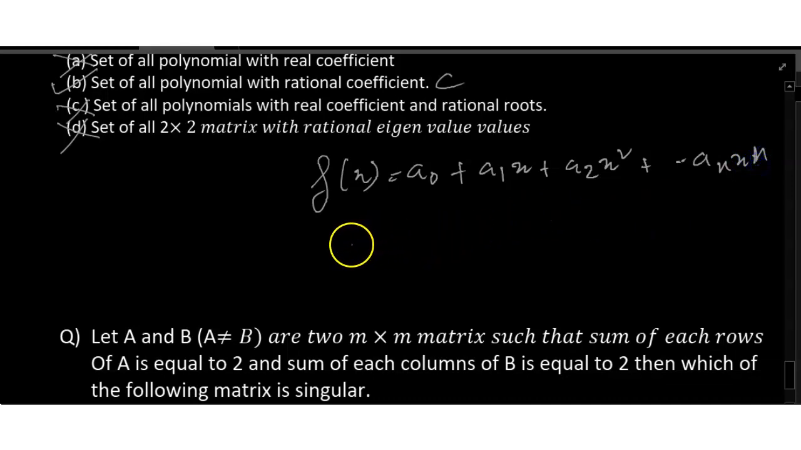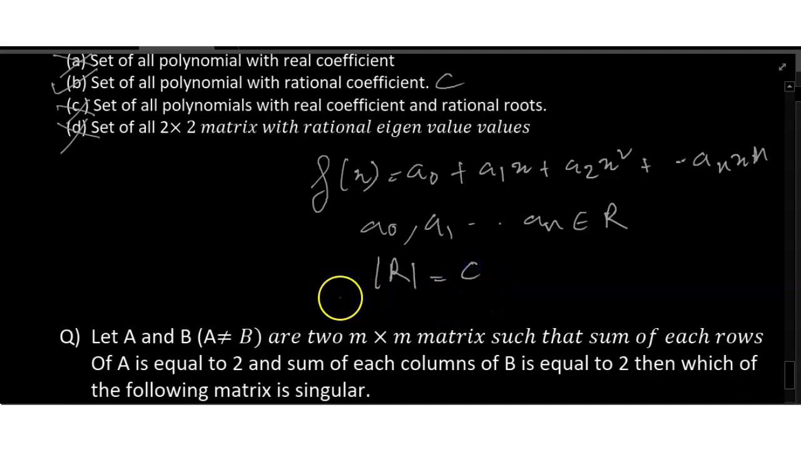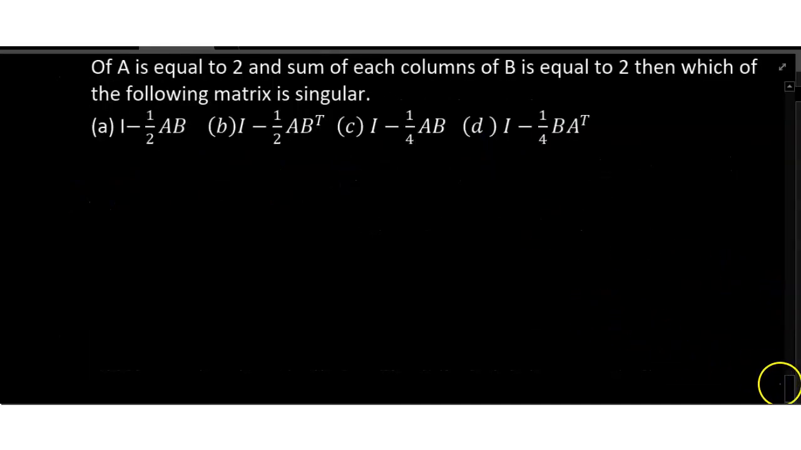The set is uncountable when a0, a1 up to an belong to capital R, then the cardinality of R is uncountable. Another is Q cross Q, then you can get a one-one bijective mapping for rational coefficient. Set of all polynomials with real coefficient and rational roots is not correct, and the set with rational eigenvalues is not correct. Now we will solve another problem.